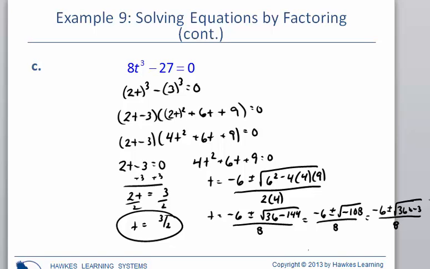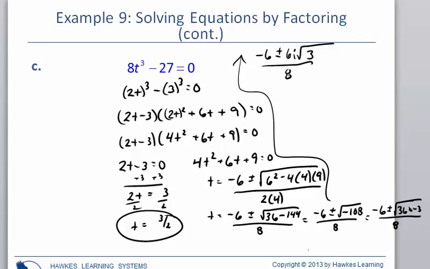Alright, so let me find myself a little bit of space here. Alright, so we're going to come up here to the top. So negative 6 plus or minus. Alright, so the 36, I can take the square root of that. That's going to be 6. The negative is going to produce an i on the outside, and the 3 is going to stay underneath. And we're going to divide by 8.